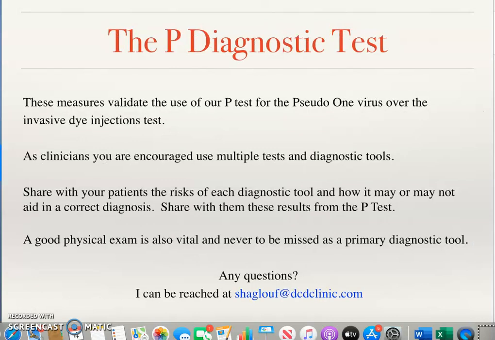These measures validate the use of our p-test for the pseudo-1 virus over the intravenous dye injection as a diagnostic tool. As a clinician, you are encouraged to use multiple tests and diagnostic tools. It is important that you share with your patients the risk of each diagnostic tool and how it may or may not aid in correct diagnosis. A good physical exam is also vital and never to be missed as a primary diagnostic tool.